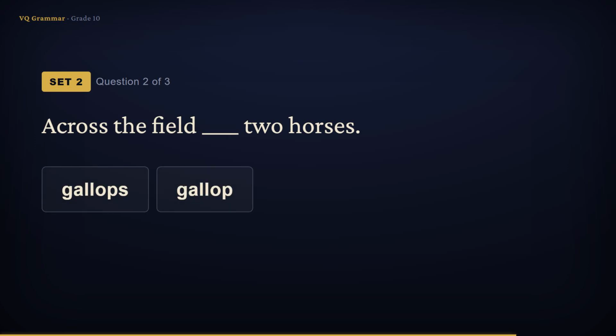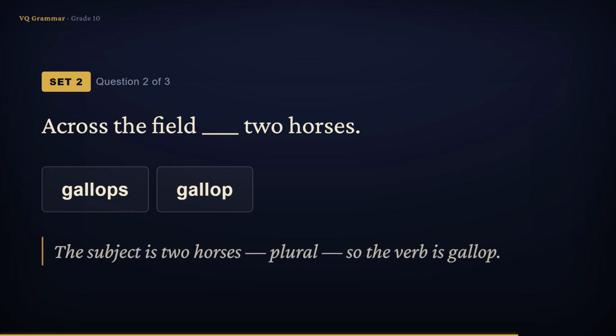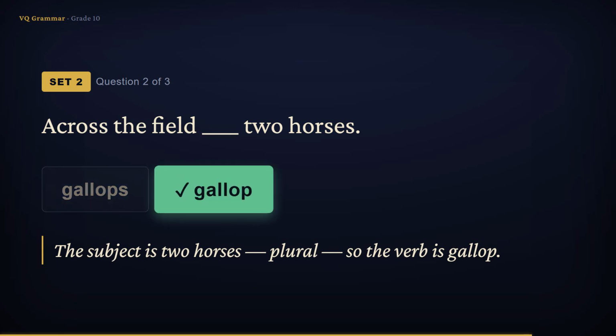Across the field, blank 2 horses. That opening is a prepositional phrase, pure scenery, so field cannot be the subject. Ask who or what is doing the galloping. 2 horses, plural. The answer is gallop. Across the field, gallop 2 horses.